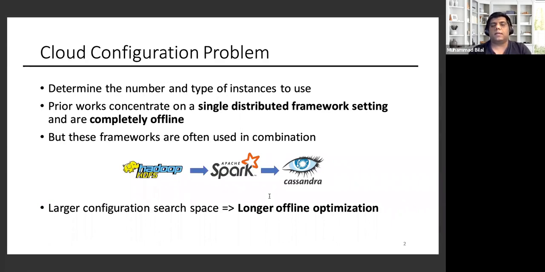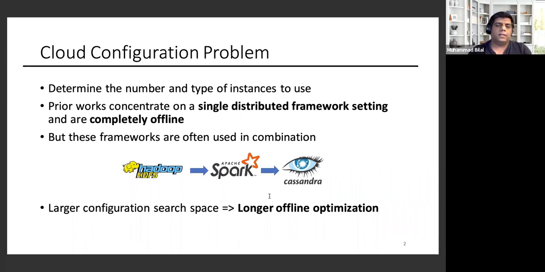Prior work has concentrated essentially on optimizing the cloud configurations for a single distributed framework, and they are completely offline, which means that they use pre-production runs to figure out a good configuration for the environment, and then use that configuration for production runs. So the users will have to wait essentially before deploying their workload in the cloud environment. This is already a challenging problem, and it can be tricky to find good configurations.